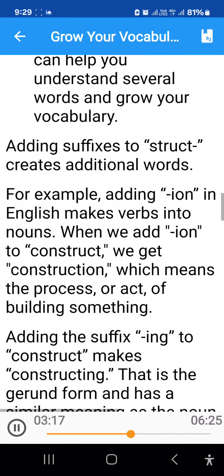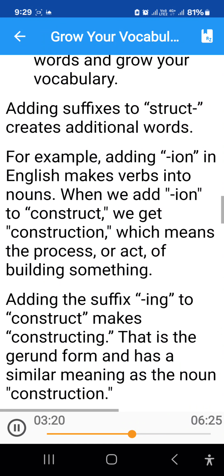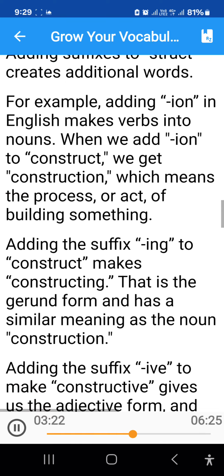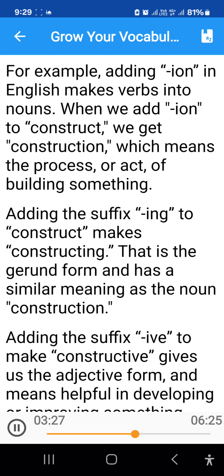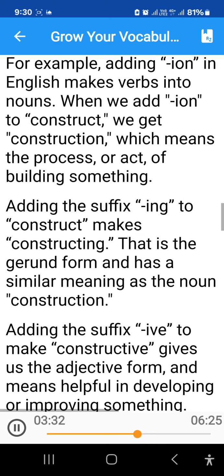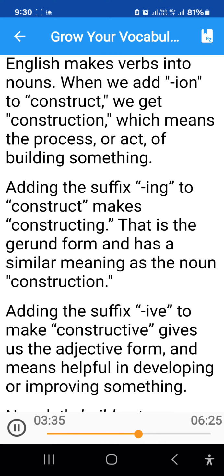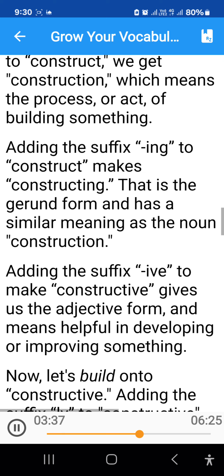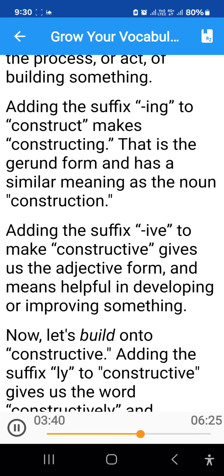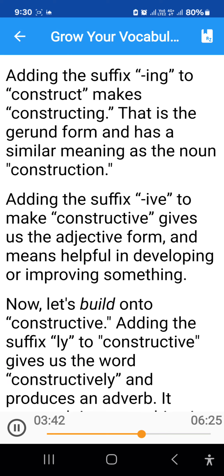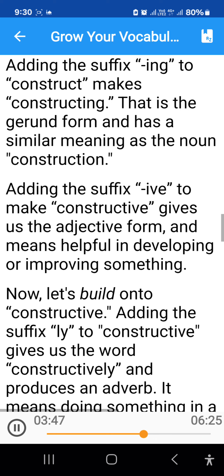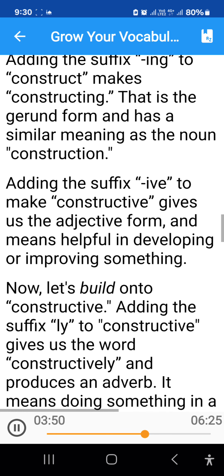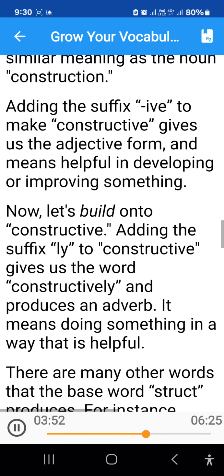Adding suffixes to struct creates additional words. For example, adding ion in English makes verbs into nouns. When we add ion to construct, we get construction, which means the process or act of building something. Adding the suffix ing to construct makes constructing. That is the gerund form and has a similar meaning as the noun construction.